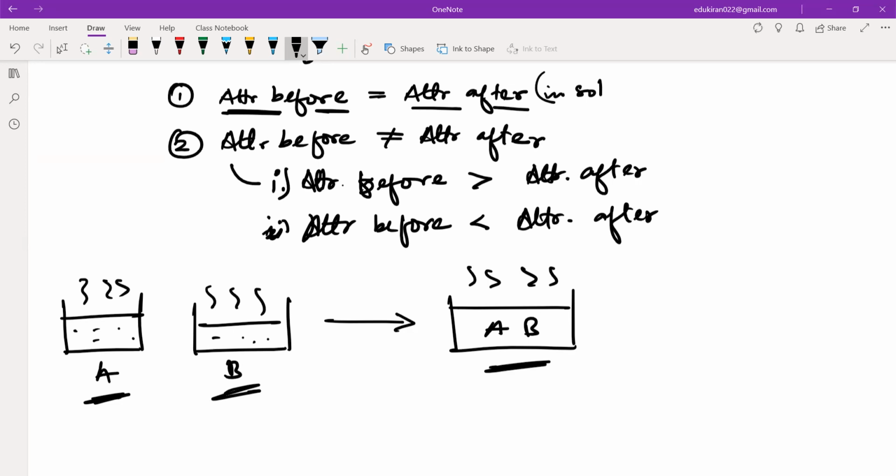ये बात समझ में आई सबको? Yes or no? Please tell me. Yes, sir. Right?